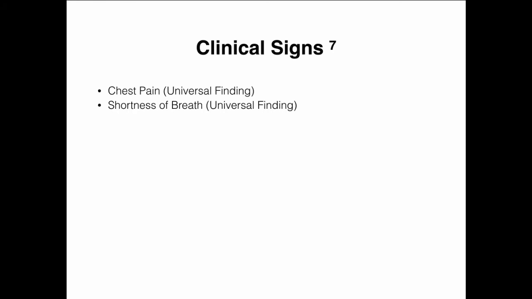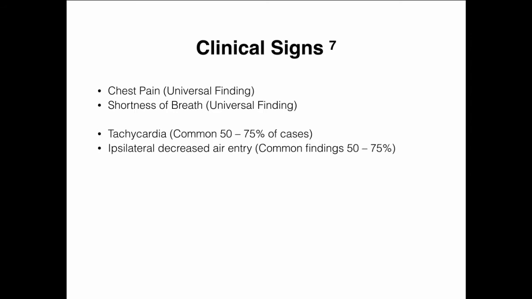These are basically what we're going to see in every patient who is suffering from a pre-hospital emergency of a tension pneumothorax: chest pain and shortness of breath, which as symptoms on their own would not obviously diagnose a tension pneumothorax. Then there's tachycardia, which presents in 50 to 75% of the cases. Ipsilateral decreased air entry, so decreased air entry on the affected side, again a common finding. Once we start building the picture together, this would assist you: chest pain, shortness of breath, tachycardia, and reduced air entry on that side.